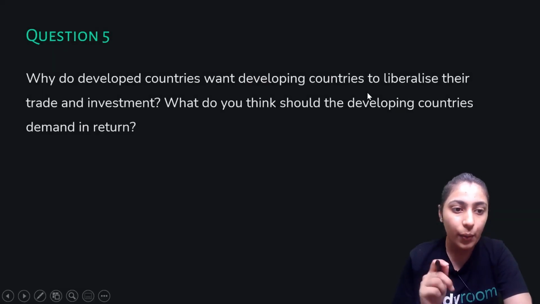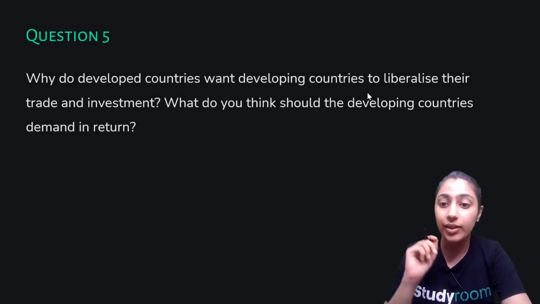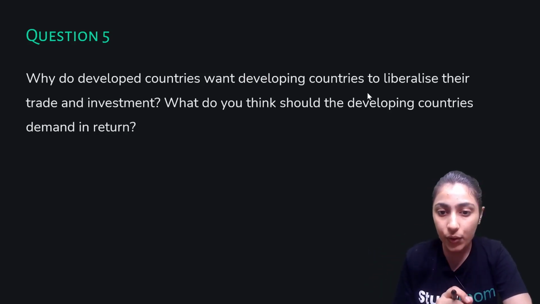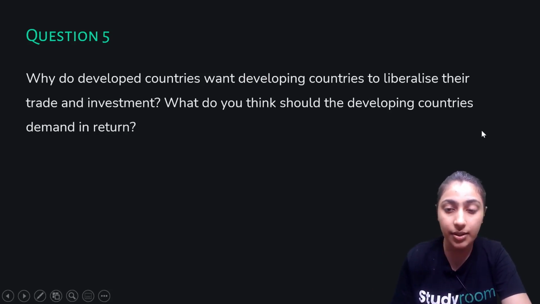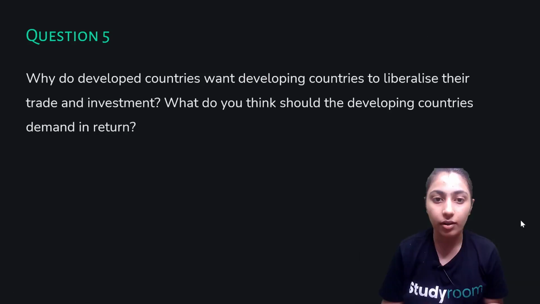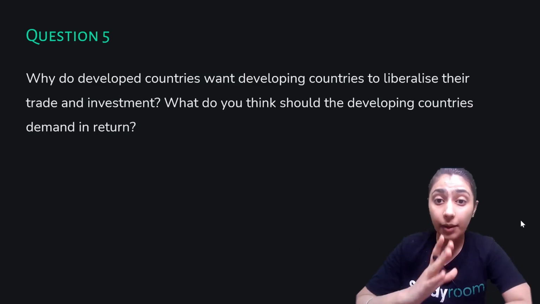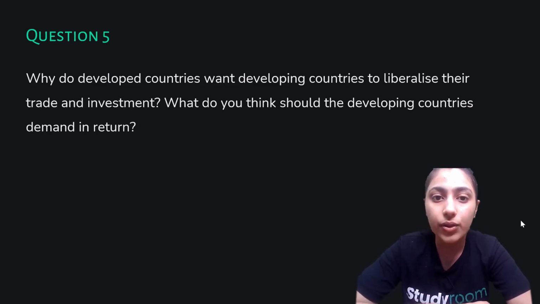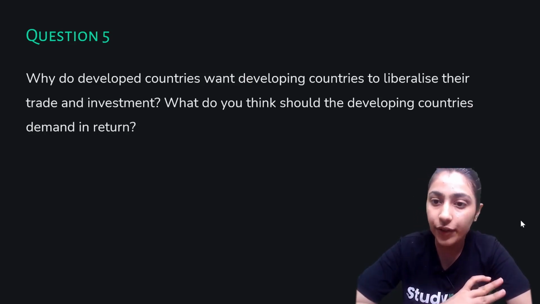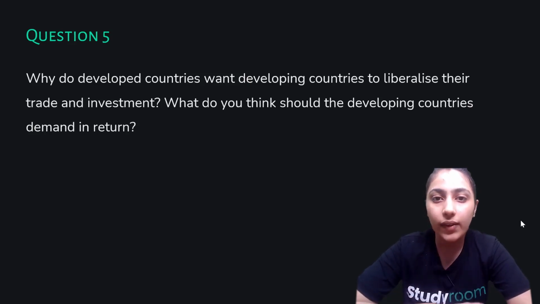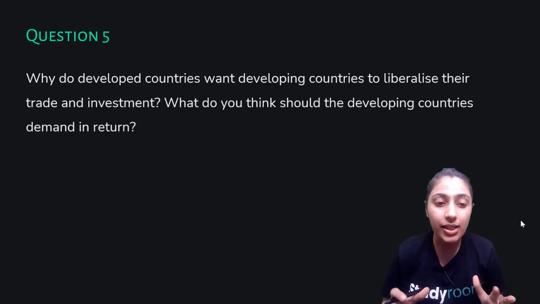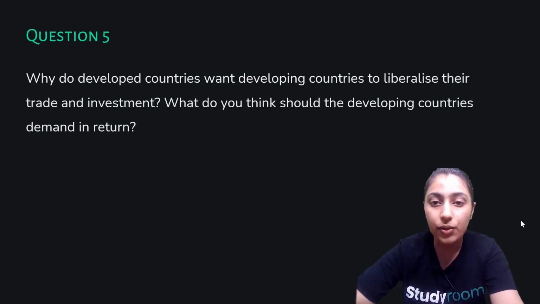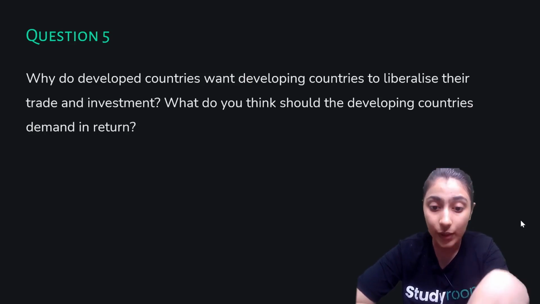Moving forward, why do developed countries want developing countries to liberalize their trade and investment? And what do you think developing countries should demand in return? So what happens is that developed countries produce goods at a very low cost. The surplus goods are sold in other countries at a fairly higher price, and this way they earn profit. So, that is the reason why developed countries want developing countries to liberalize their trade and investment.